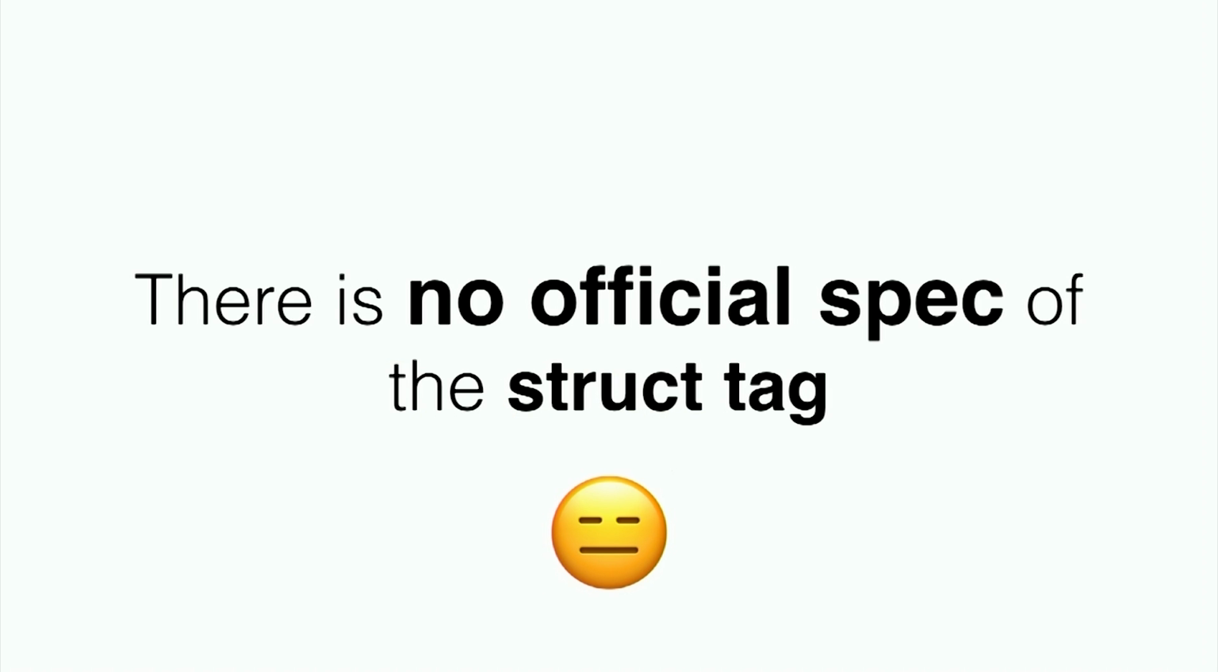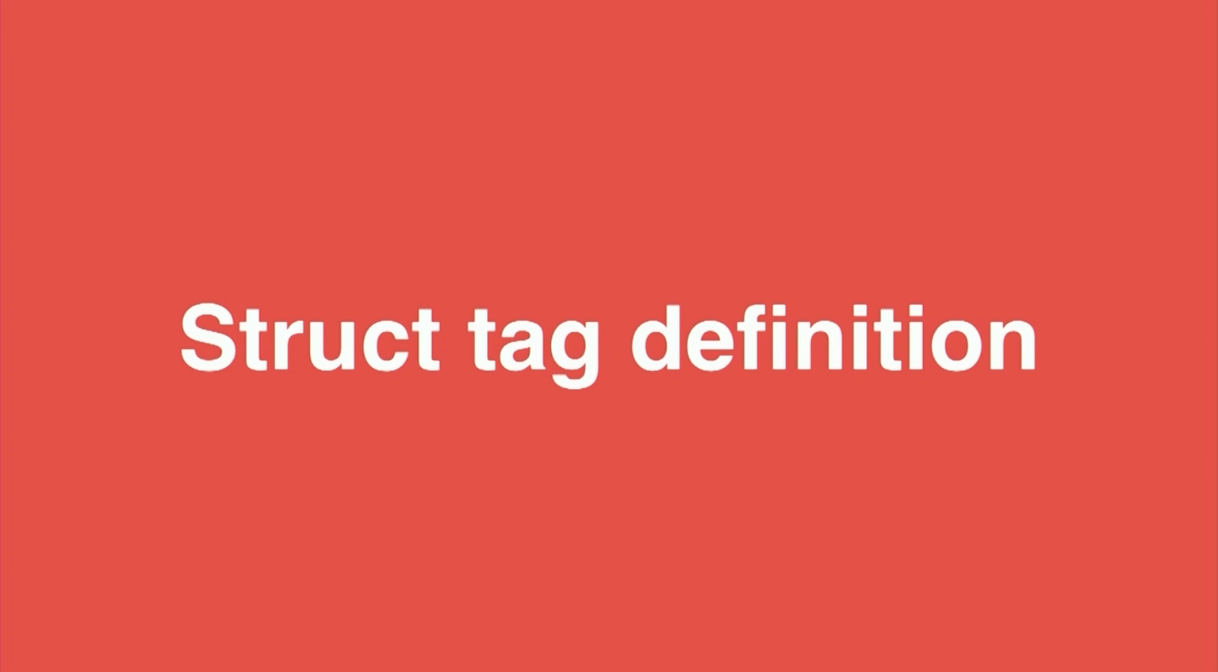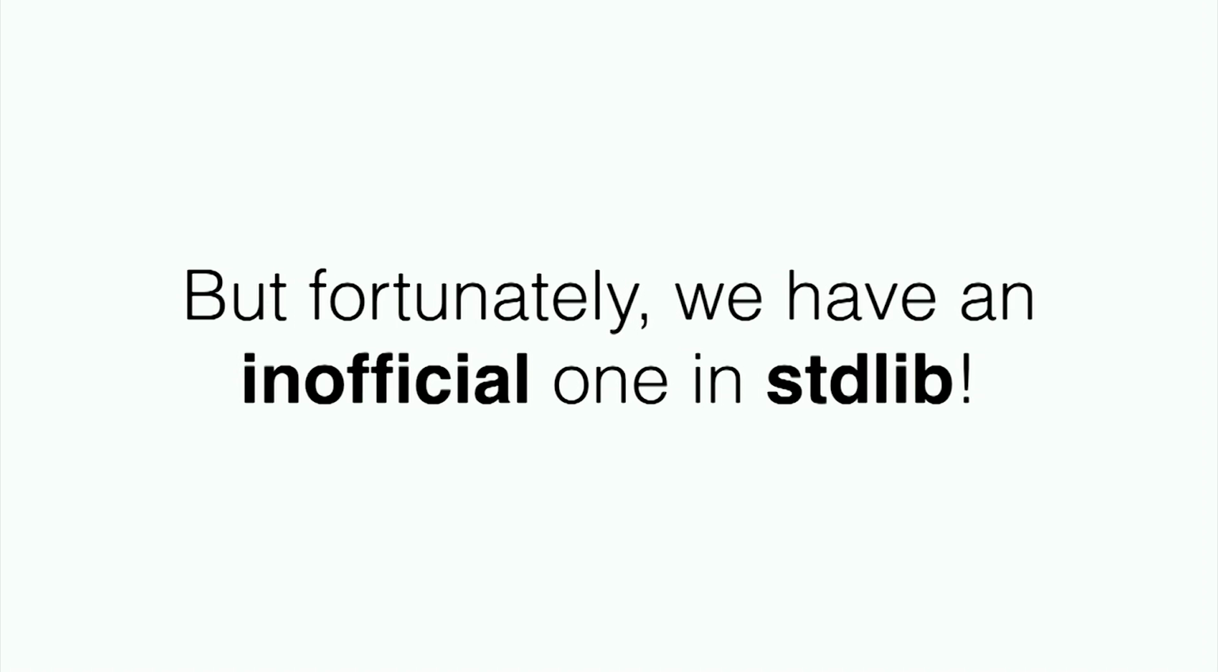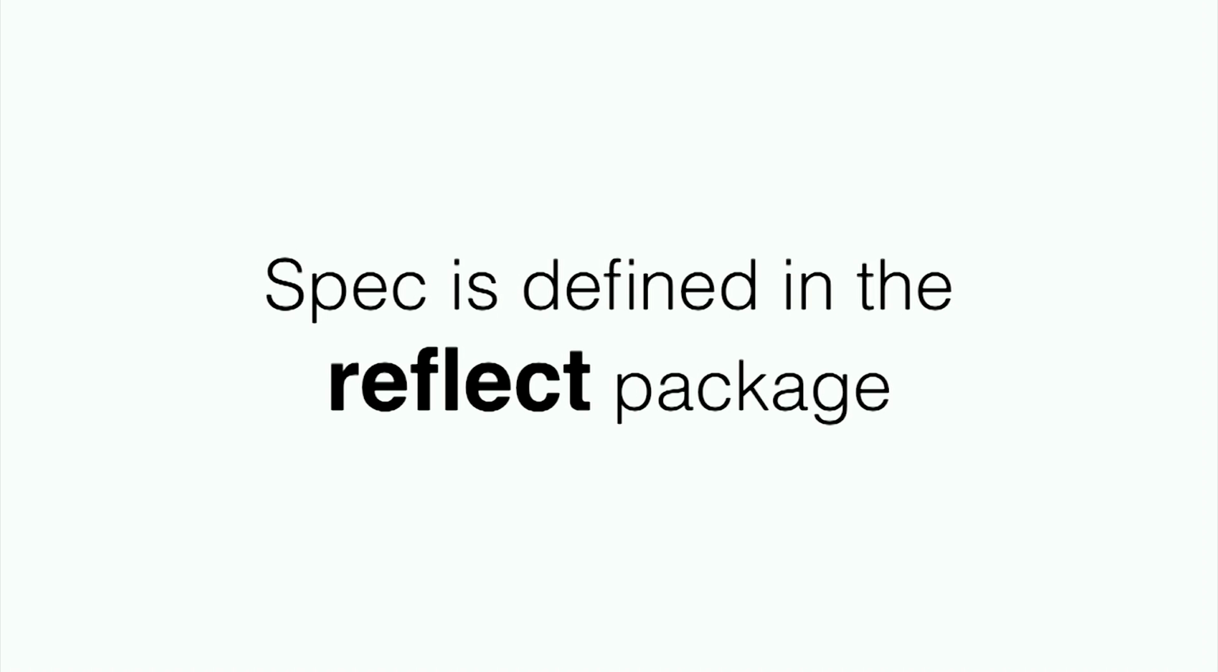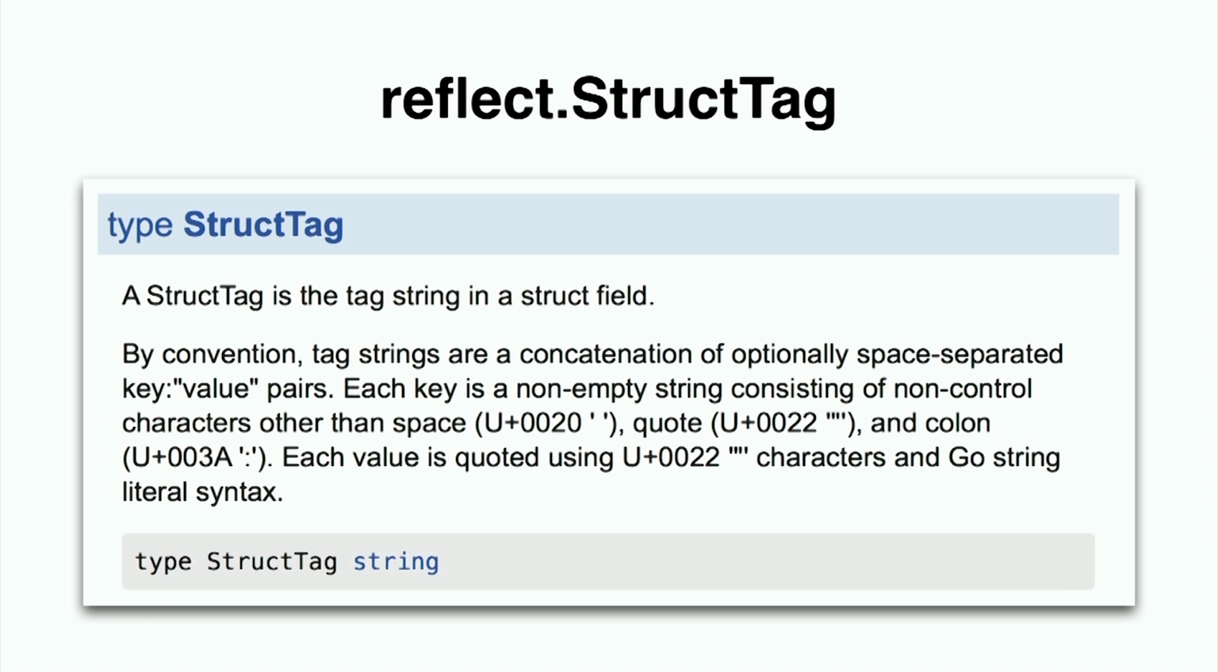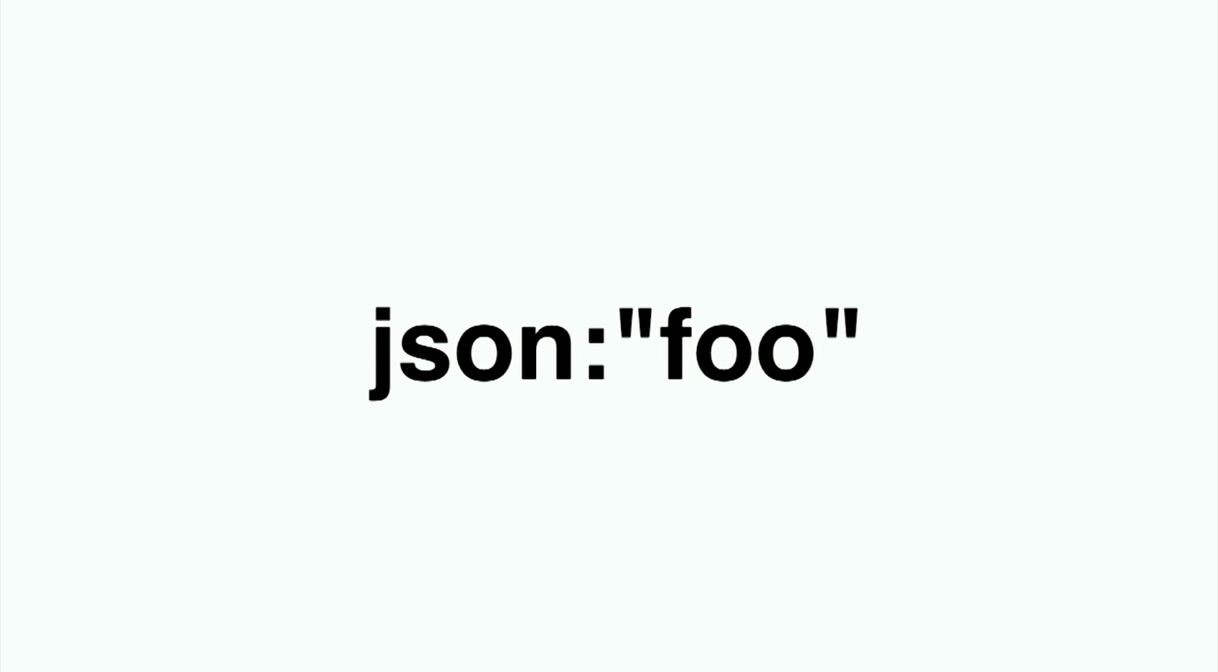When you open the Go spec, you'll see that there's no official spec for what a struct tag is. But fortunately, there is an unofficial spec in the standard library, defined in the reflect package. It's buried inside the reflect package with the type StructTag. It's very terse and not easy to read, so I'm going to decompose the spec a little bit so we can understand it better.